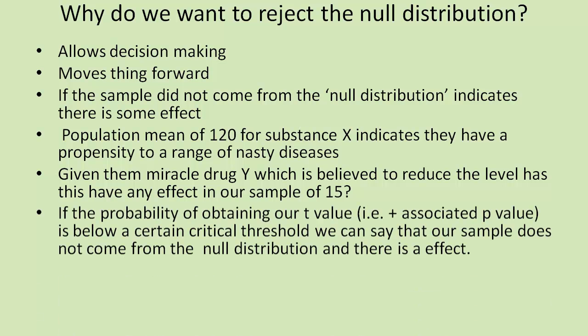If the probability of obtaining our t-value and its associated p-value is below a certain critical threshold, we can say that our sample does not come from the null distribution, and therefore the medical drug has had some type of effect. Now let's get back to the alternative distributions, which will also help us consider what we mean by effect.